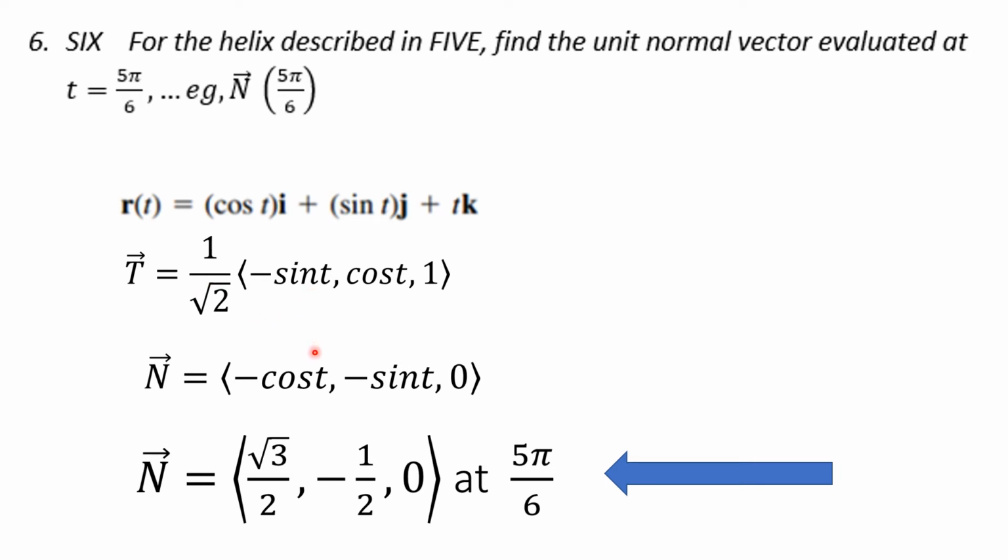But the derivative of this then is going to be minus cosine of t, this is going to be minus sine of t, and this is going to be 0. And then I wanted you to evaluate that at 5 pi over 6, so we plug 5 pi over 6 into there, and we get these numbers. So this is the answer to number 6.